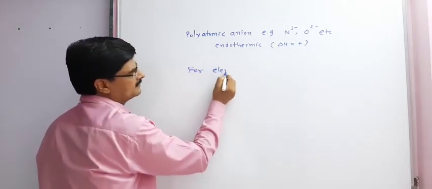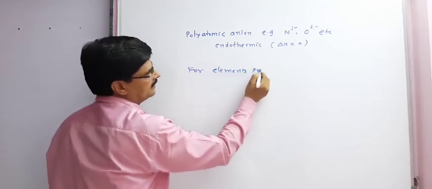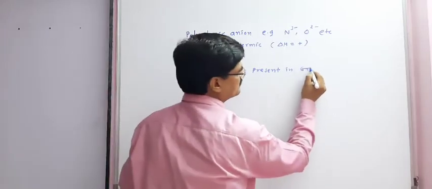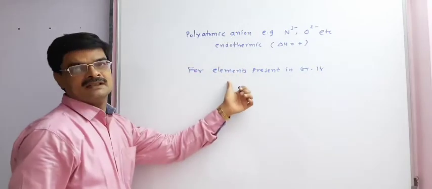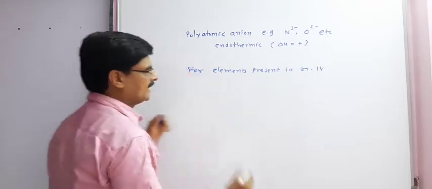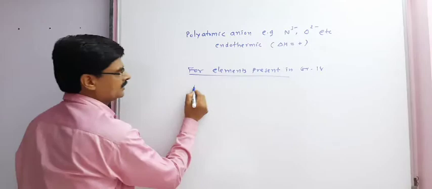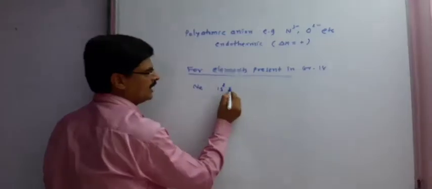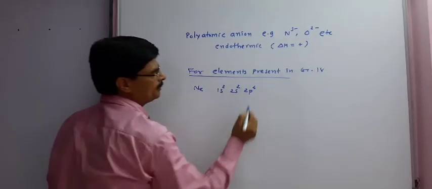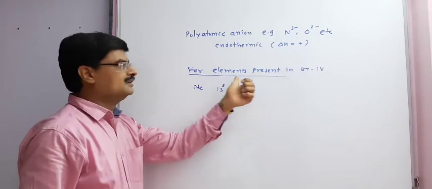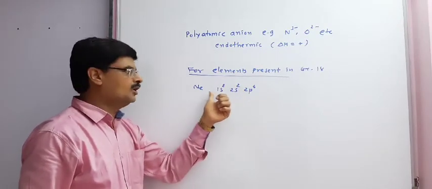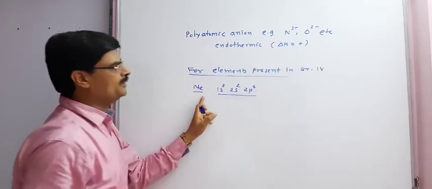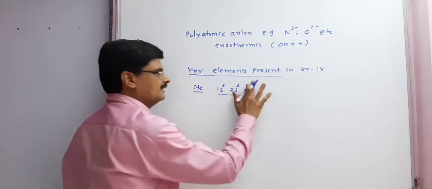For elements present in group number 18, like neon, krypton, xenon, radon, etc., let us consider neon. The electronic configuration of neon is 1s2, 2s2, 2p6. We want to understand the electron affinity of the elements in group number 18.